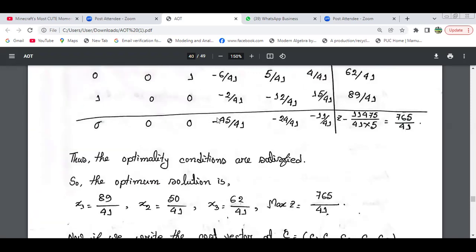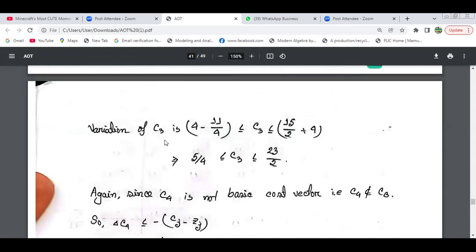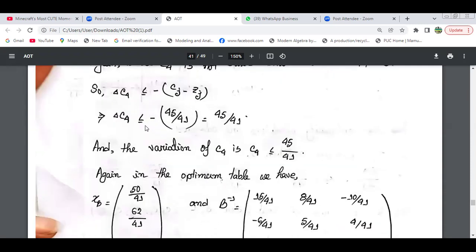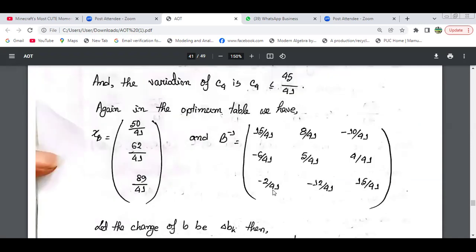45/41, this one. হ্যাঁ বলো। C4 টা যেহেতু নন বেসিক, তাহলে এখানে কি আমরা ম্যাক্সিমাম পার্টটা বাদ দিব? ম্যাক্সিমাম পার্টটা বাদ দেয়া না, এটা বের করার জন্য ফর্মুলা ইউজ করতে হচ্ছে না, জাস্ট মানটা লিখলেই হচ্ছে -45/41। এটার জন্য কোনো ইনইকুয়ালিটি নেই, and the variation of c4 will be just this, this less than this.